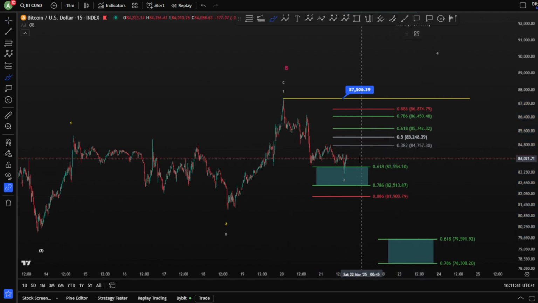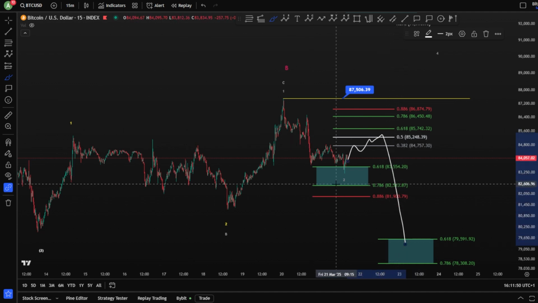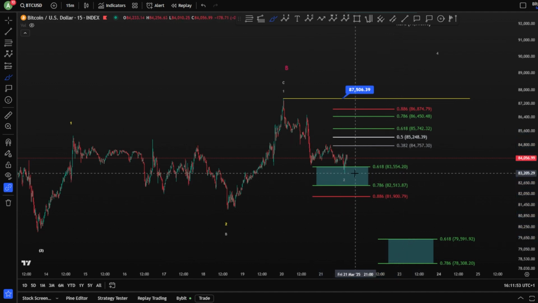Don't forget as well, we're coming to a weekend. In this weekend, it might be a perfect range for a wave 2. And then on Monday, potentially moving further for a wave 3.